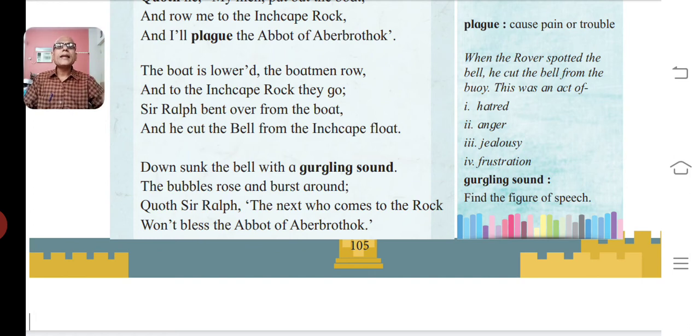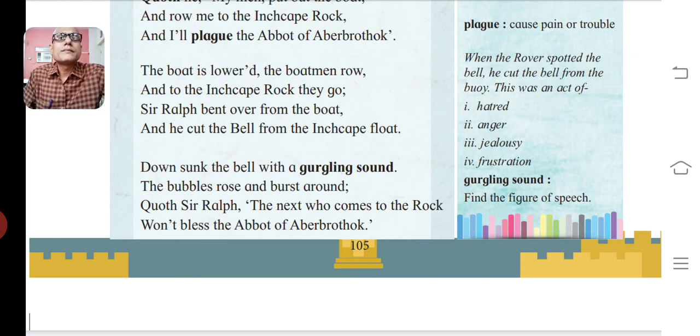Now see the next line. Down sunk the bell with a gurgling sound. In this line, there are 3 figures of speech. Number 1, alliteration. Here, the sound of S is repeated pleasingly. Number 2, onomatopoeia. How to write this explanation? Onomatopoeia, underline, dash, and then write: here, the word gurgling expresses the sound. And third one is inversion. Here, the words are not in the correct prose order. The correct prose order of the sentence is, 'the bell sunk down with a gurgling sound.'